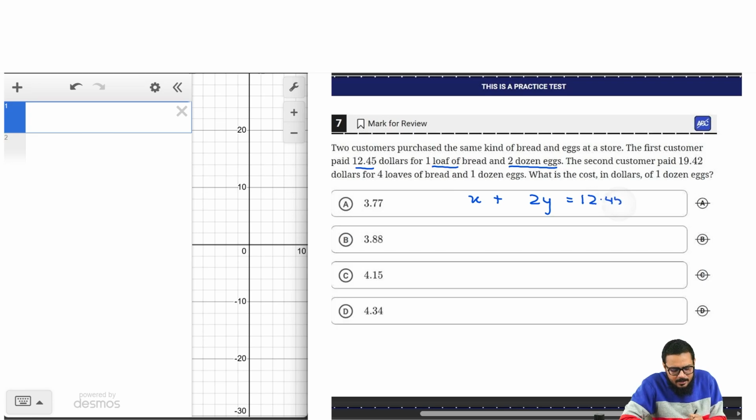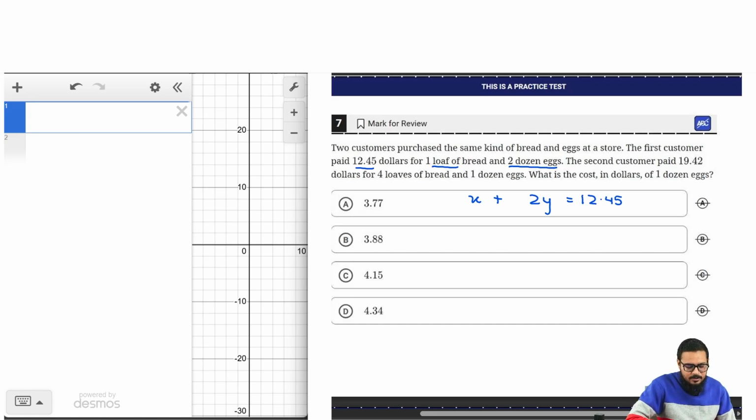Okay, so I've just represented x as the cost of one loaf of bread, not the quantity of loaves of bread. X represents the cost of one loaf of bread, and y represents the cost of 1 dozen eggs. So obviously 2 dozen eggs would cost you 2y, right? X plus 2y is equal to 12.45. Again, a very much Desmosable question.